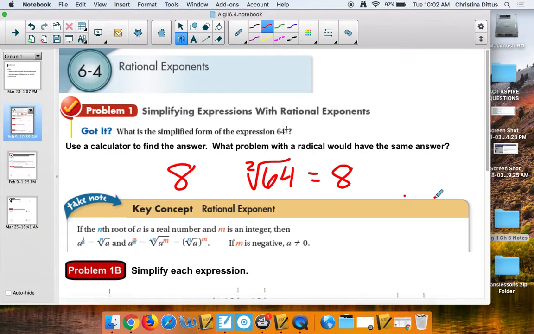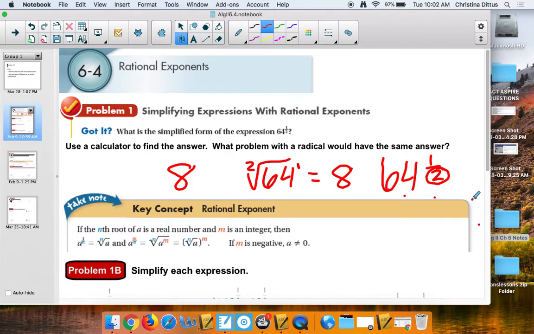Yeah, maybe. If I have 64 to the 1/2 power, this bottom number is your index in your radical. And the top number is what power you're taking your radicand to. So I could write 64 to the first power, that's still 64, and then square root it. That's exactly what 64 to the 1/2 power means. Does that kind of make sense?